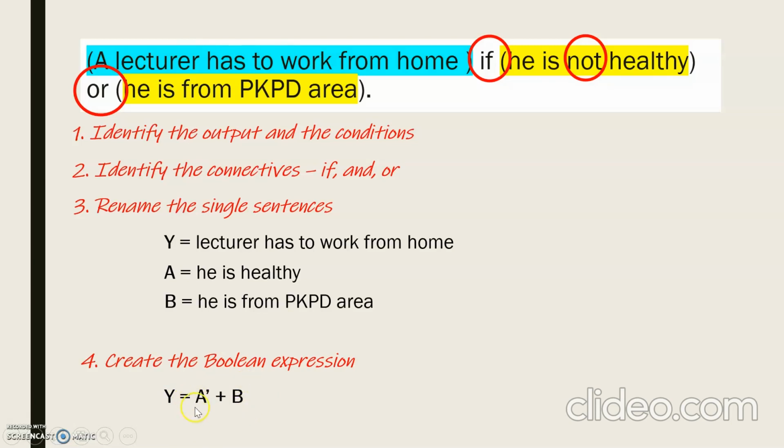A prime means he is not healthy. He is healthy but not. So he is not healthy, or he is from PKPD area. This is the Boolean expression that we get after combining these sentences.